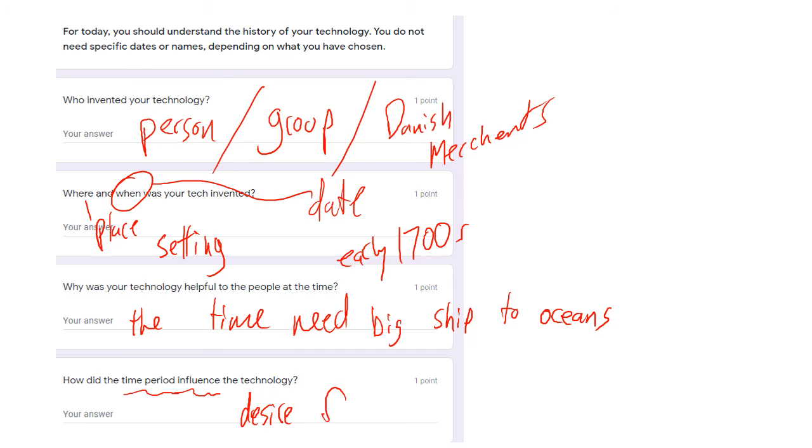Desire for something. They made those bigger ships in the oceans because they wanted to sail faster in the early 1700s. They wanted to explore longer, whatever it is. So that's what you're filling out here. This is very vague, but you need to make sure that you work hard to get some specifics on there because you're going to include those in your project.